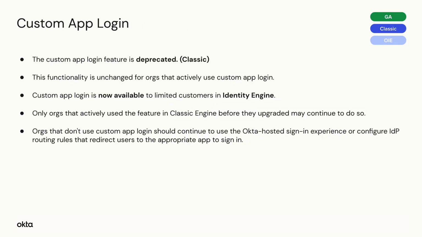The Custom App Login feature has been deprecated in Classic. This functionality is unchanged for orgs that actively use the Custom App Login. Custom App Login is now available to limited customers in the Identity Engine.